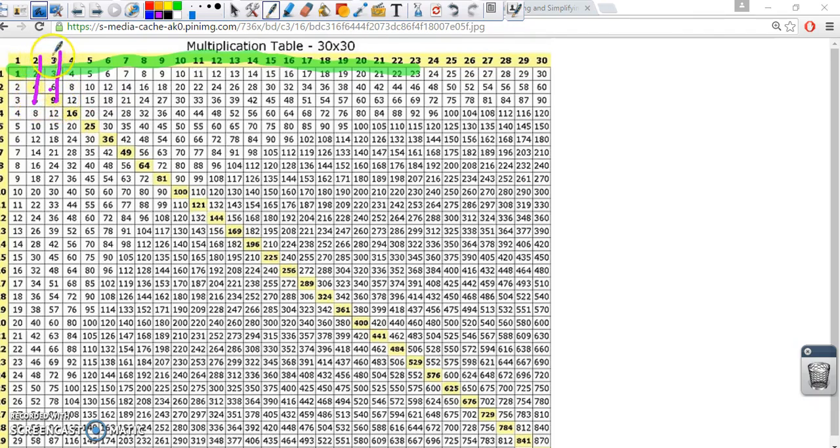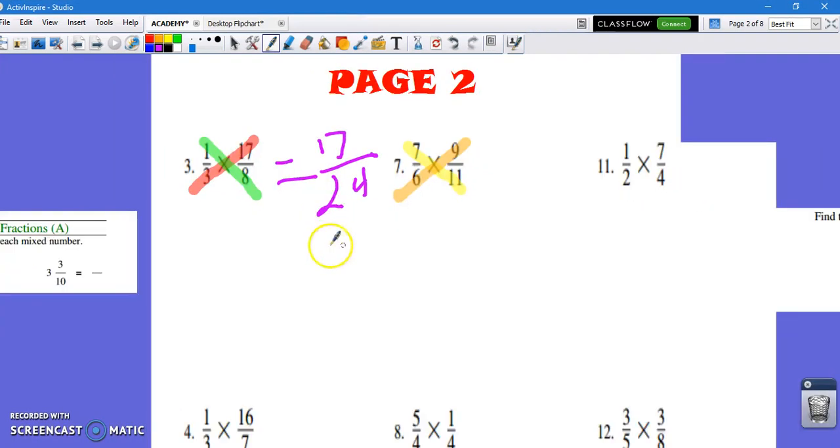That 6 will change into a 2. That 9 will change into a 3. Now that I've reduced diagonally, I will multiply straight across. 7 times 3 is 21. 2 times 11 is 22.